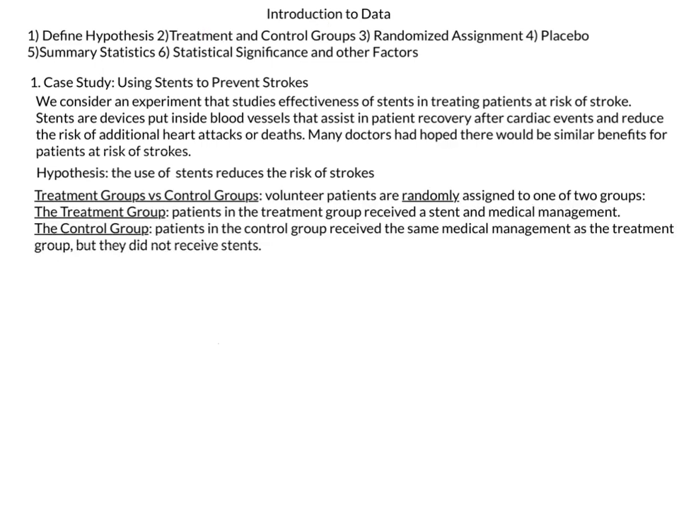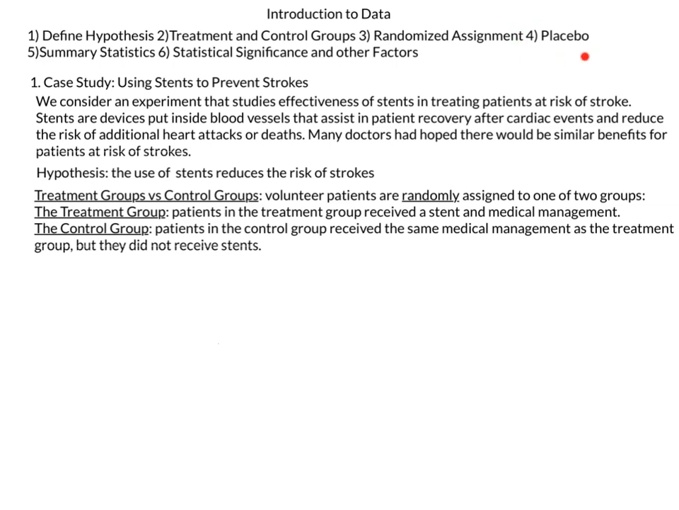So what we will have is volunteer patients are randomly assigned to one of two groups. The treatment group, which are the patients that receive a stent and medical management. Then we have the control group, which receive the same medical management as the treatment group, but they do not receive stents.